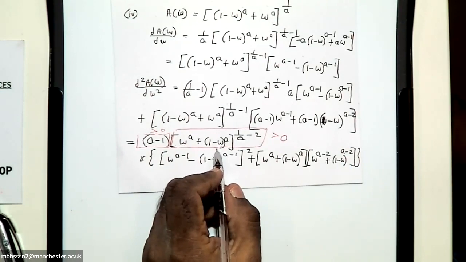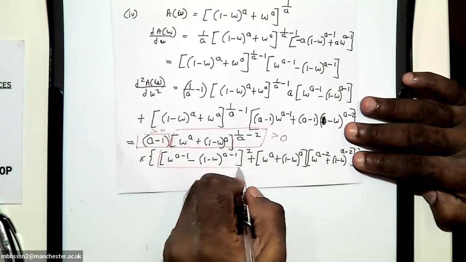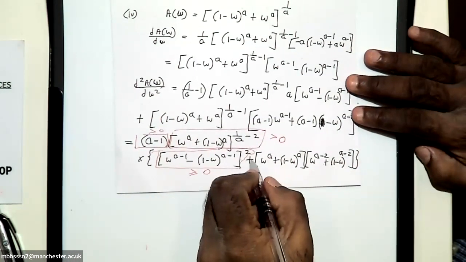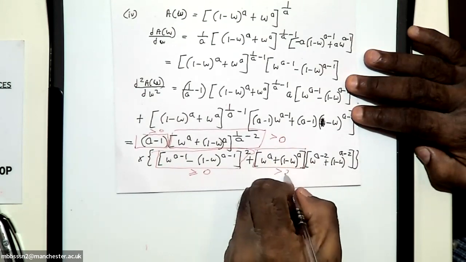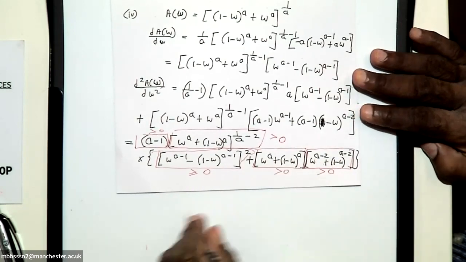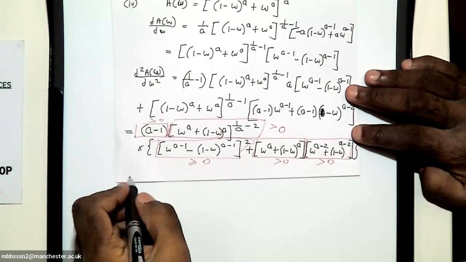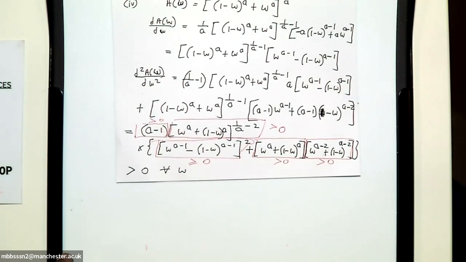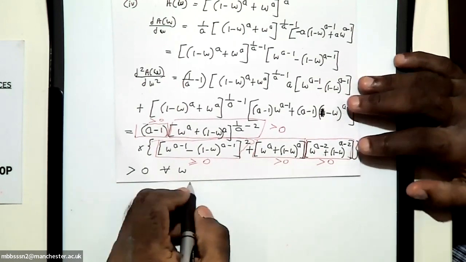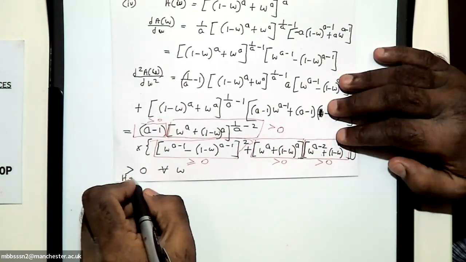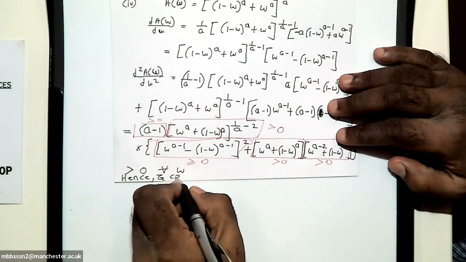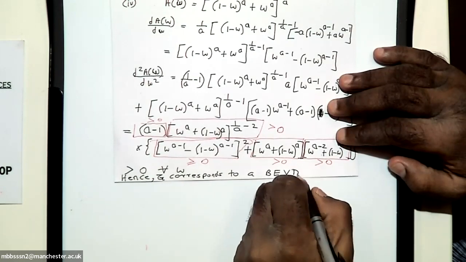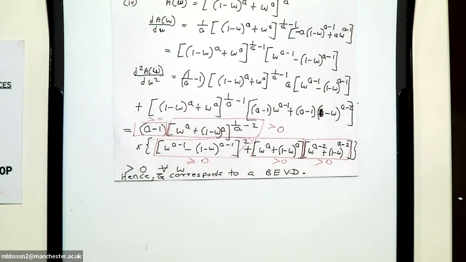Because omega and 1 minus omega are between 0 and 1. And this one has to be non-negative because we have a square. Remember, anything squared has to be non-negative, and this guy here is positive, and this guy here is also positive. So hence the second order derivative must be positive for all omega. So hence we have proved that A is a convex function, and hence we have shown that all conditions are satisfied, and that hence G bar corresponds to our extreme value distribution. Okay, so that's the first part of question 3.